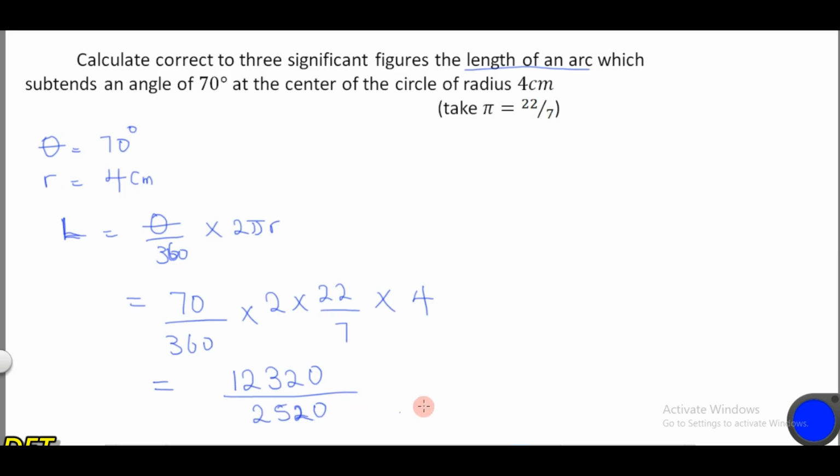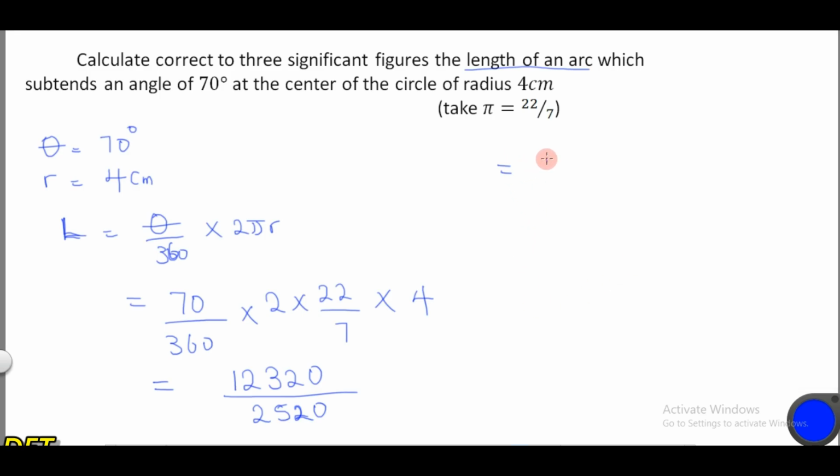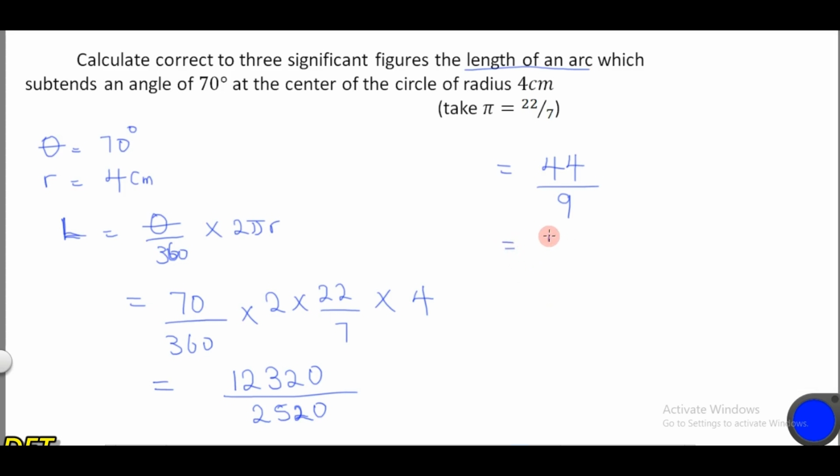12,320 divided by 2,520 will be equal to 44 all over 9. So that is equal to 44 over 9. So if I convert this to decimal, I'll press this key and that will give me 4.88888888 to infinity. So that will be 4.8888 and so on and so forth.